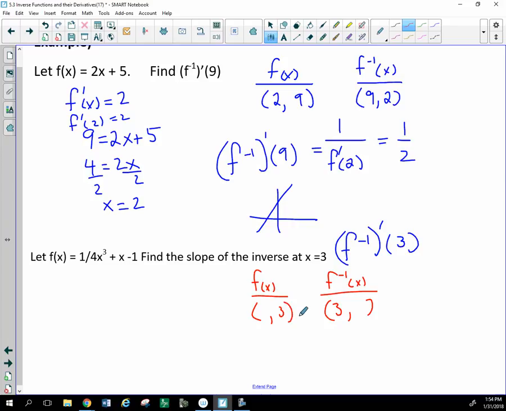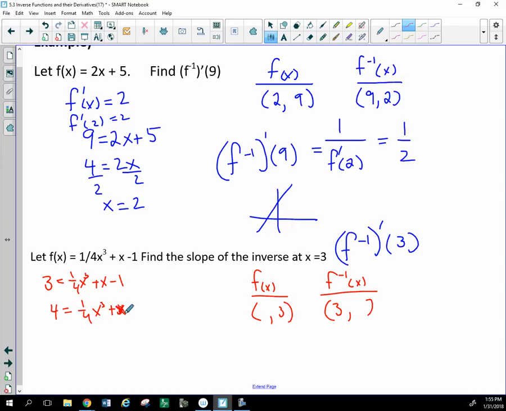I'm given the y value of f of x. So in order for me to find this, I'm going to put my y value in here for f of x and say 3 is equal to 1/4 x cubed plus x minus 1. If I solve this, I'll add the 1 across the equal sign and get 4 equals 1/4 x cubed plus x.